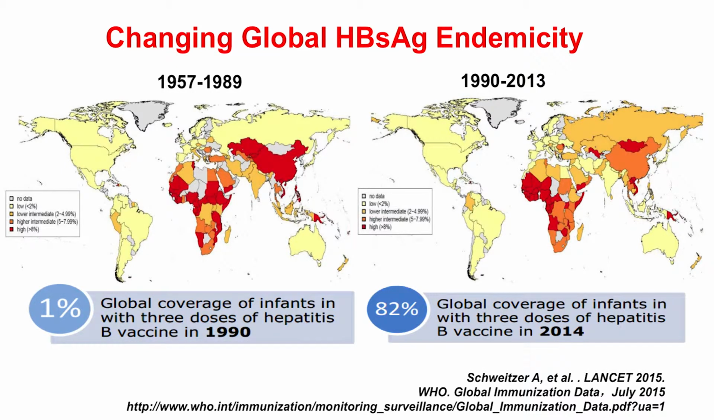Now we see the changing. I will not say too much about this, but we see that from the past 20 years or 2 decades, we can see the declining in many parts of the world. This is mainly due to the increasing coverage of vaccination program against hepatitis B. We can see in 1990, only 1% of coverage, whereas in 2014, we have over 80% of coverage. Therefore, the decrease in the prevalence of surface antigen is mainly contributed to by the vaccination program.